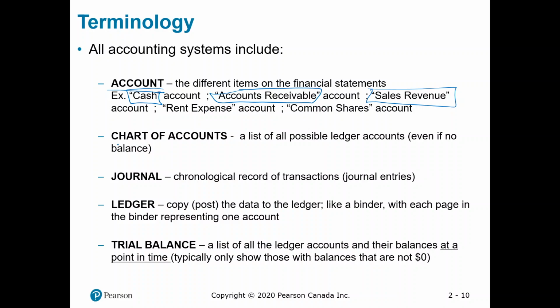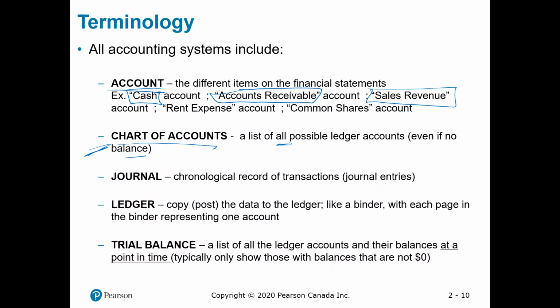The chart of accounts is the list of all of the possible ledger accounts, even if they don't have a balance. So we won't really use a chart of accounts in our course, but in real life, businesses typically set one up when they're starting. Here are the possible accounts that we think we're going to use, and they're all listed there to be chosen from when you're doing entries. For our course, we're not really going to have one. You guys will be able to come up with these accounts.